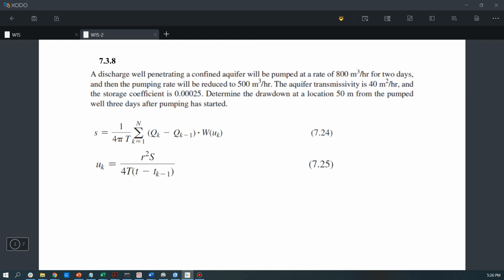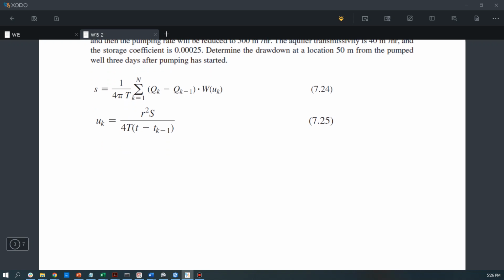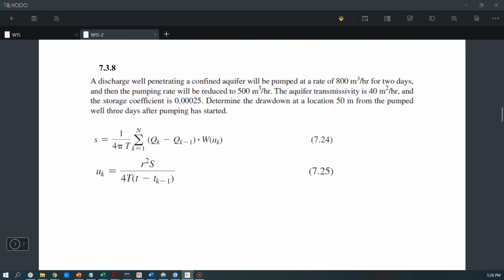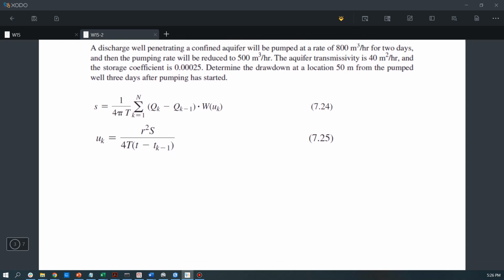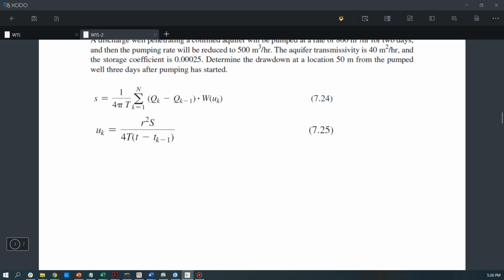The transmissivity is 40 meters squared per hour, and the storage coefficient is 0.00025. We want to determine the drawdown at a location 50 meters away from the pumped well, 3 days after the pumping has started. So again, I would like to draw a diagram to summarize the problem.